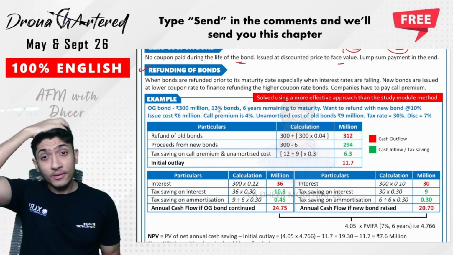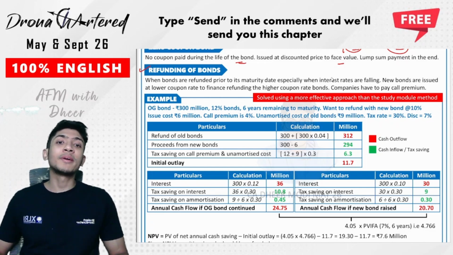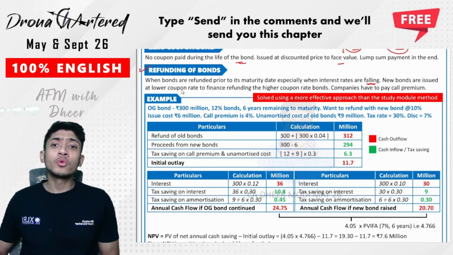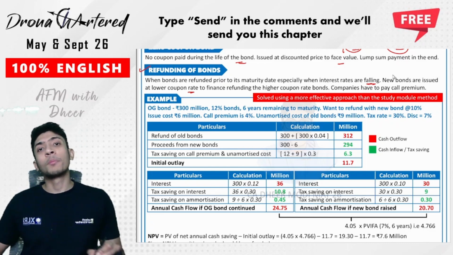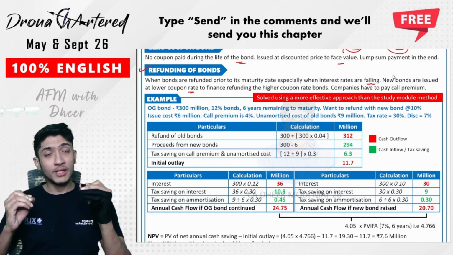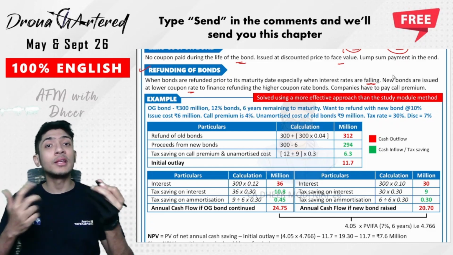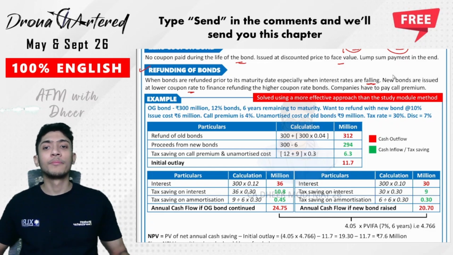So when bonds are refunded prior to their maturity date, especially when interest rates are falling, new bonds are issued at a lower coupon rate to finance refunding the higher coupon rate bonds. Companies will have to pay call premium because the company has called the bond earlier than the stated maturity, it will have to pay some call premium.